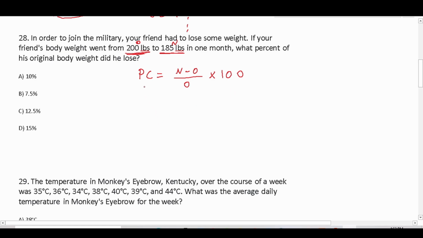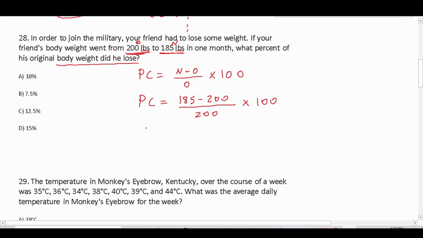Okay, it's that simple. Now, if this percent change is positive, that means there's been an increase. Whereas if this percent change, when we work this side of the equation out, is negative, that means there's been a decrease. Since we're talking about body weight loss, I'm anticipating this percent change to be negative. Okay? So let's go ahead and just plug these values into this equation. We have new 185 minus 200 over 200 times 100.